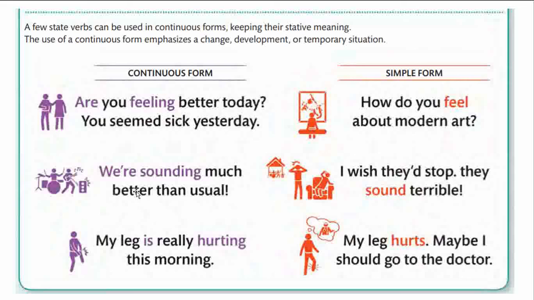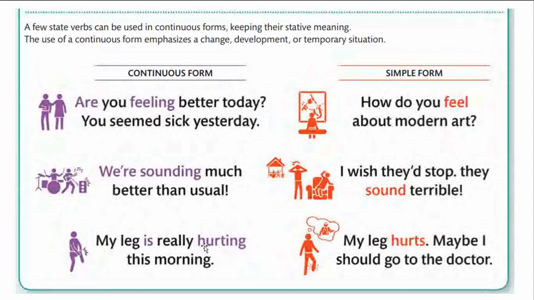We are sounding much better than usual. Over here sounding is with ing. Now you sound better but you do not produce any kind of noise as such, so it is still carrying out its stative meaning, though the construction is with ing. Now if you look at this construction, I wish they had stopped, the sound terrible. There should be a comma there. They sound terrible. Over here, this is actually the kind of feeling it is giving, that is terrible. So the stative meaning remains as such, and the construction is simple over here, and the construction is continuous over here. But the meaning is the stative meaning.